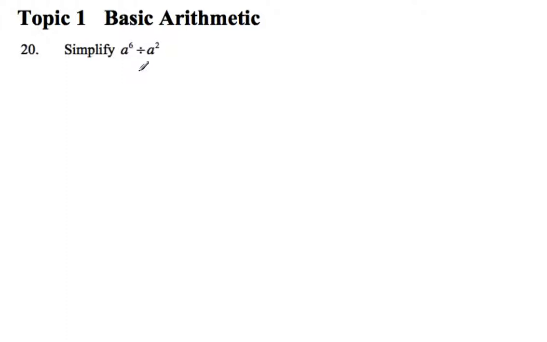When we're dividing terms with indices, we subtract the indices, so it's just a to the power of 6 minus 2, or a to the 4. Subtract the indices.